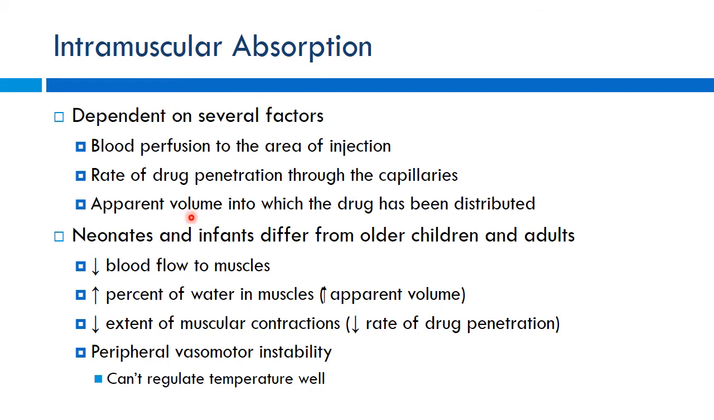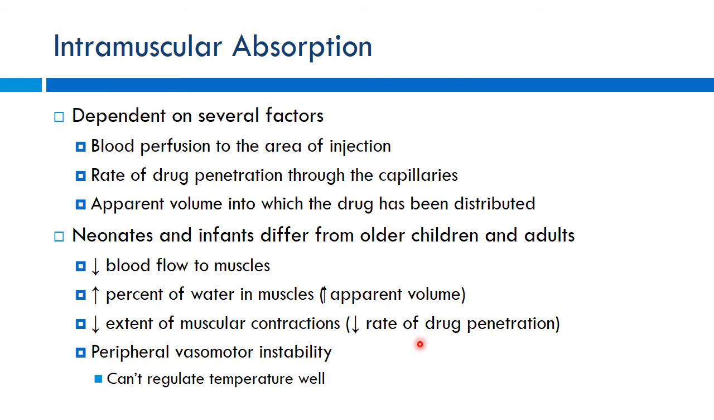So neonates and infants typically differ from older kids and adults because they have less blood flow to the muscles, so that impedes absorption. They typically have an increased percent of water in the muscles, so this can increase the apparent volume of distribution for drugs that have a high hydrophilicity. And this can also be impacted by the amount of muscular contractions. Typically, they're not very active. They're not moving around a lot. That decreases the amount of blood flow going to the muscles, and that can also decrease the rate of penetration.